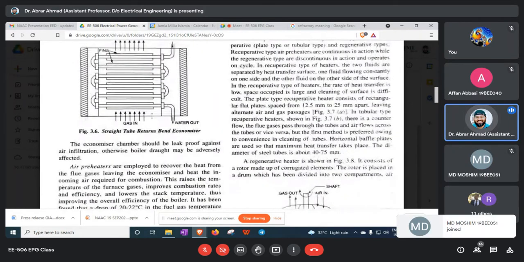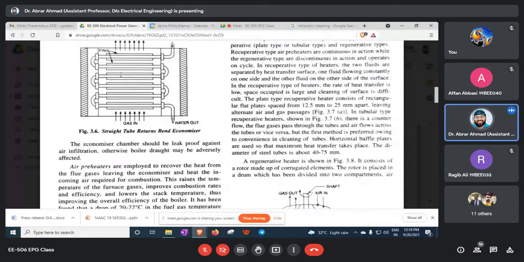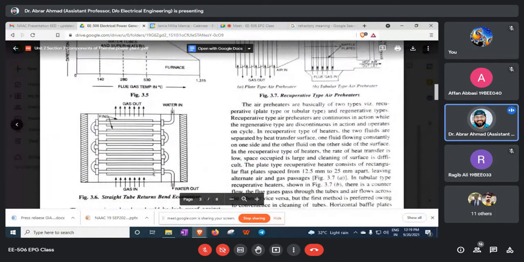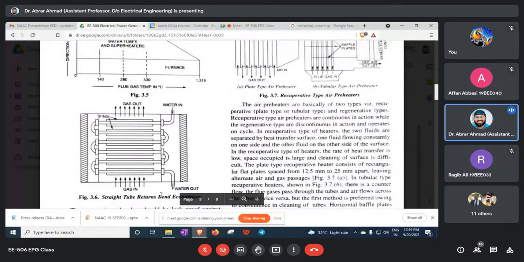These are different ways of economizing. You can see the gases are going in and then the water is coming in or out. There are fins. You can see the fins, and then the gases are going out. To have the maximum surface area, we are having a grid sort of structure. You can see that this is a grid sort of structure.